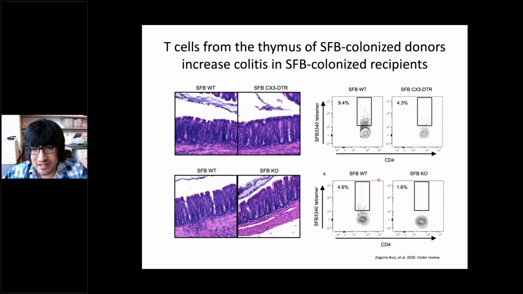And I need to highlight that all of these SFB-specific T cells found in the lamina propria from the thymus of our donor mice were mainly Th17 and Th1/Th17 double positive cells.